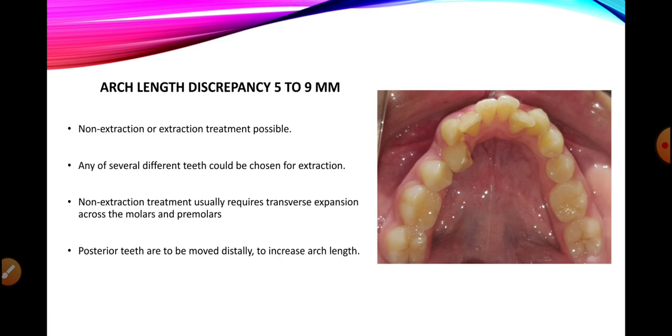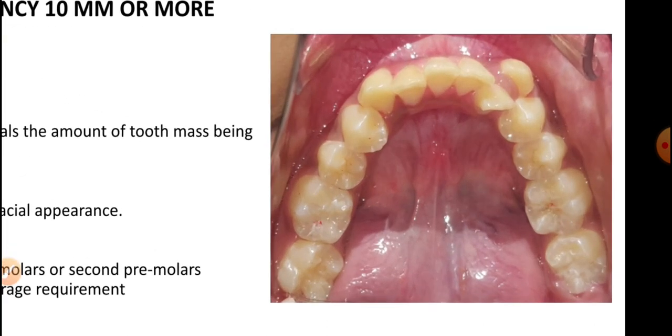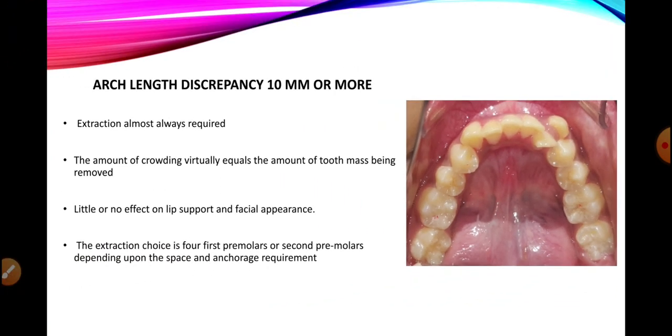If we are proceeding with non-extraction, then we have to go for the arch expansion or distalization to relieve the crowding. When we talk about severe crowding, that is arch length discrepancy more than 10 millimeters, in these cases, as you can see, a complete tooth is out of arch, still there is crowding. So this is a severe form of crowding.